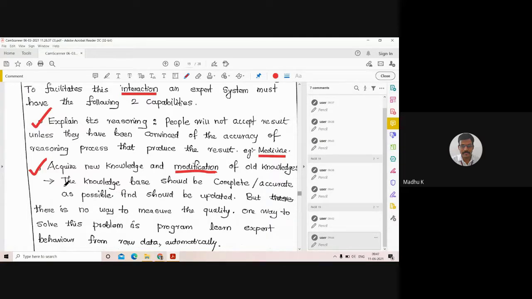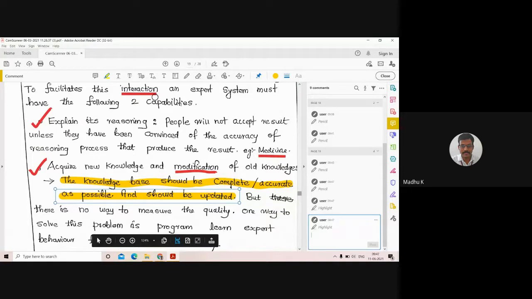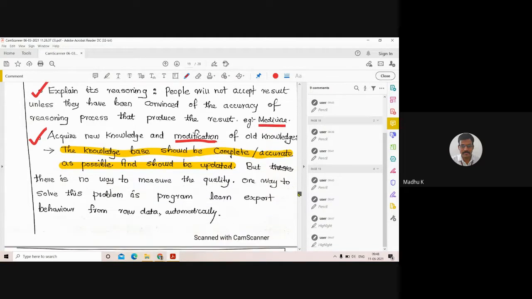The knowledge base should be as complete and accurate as possible, and it should be updated. Just note this point: there is no way to measure the quality. One way to solve this problem is for the program to learn expert behavior from the raw data automatically. So how can we measure the quality of an expert system?